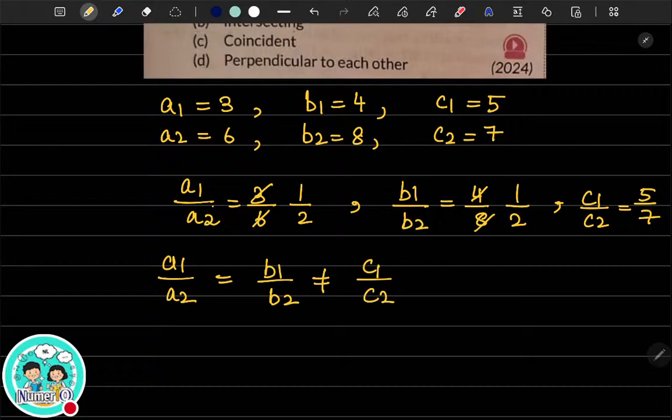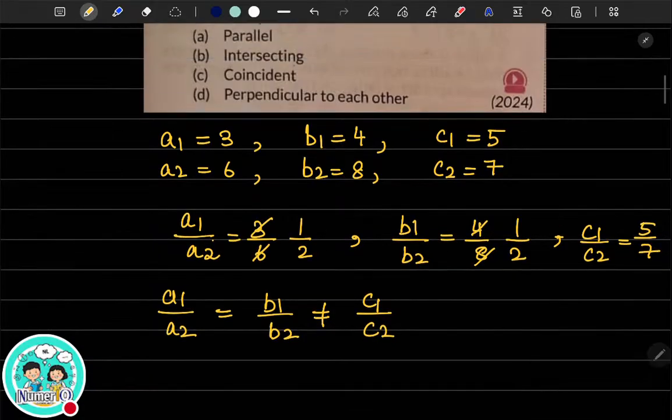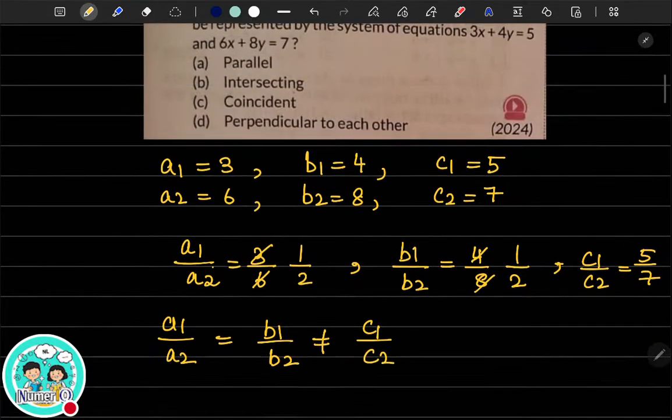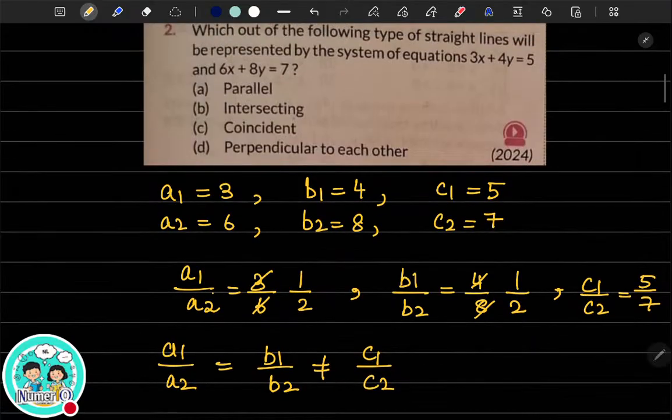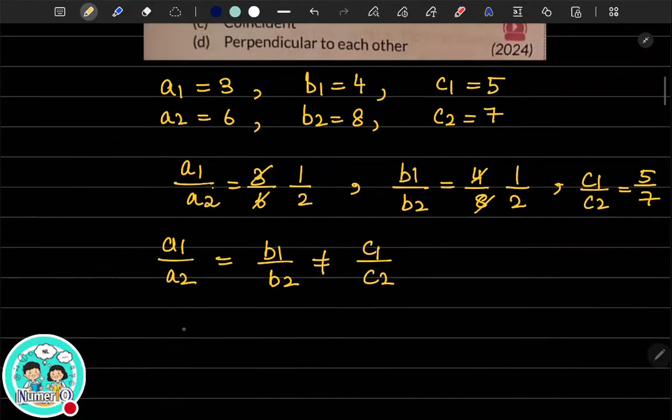So what is the scenario? It is the third scenario. That means parallel. Correct. Absolutely right. So the answer is A. Therefore, you can write the given pair of equations are parallel. The given pair of straight lines are parallel to each other.